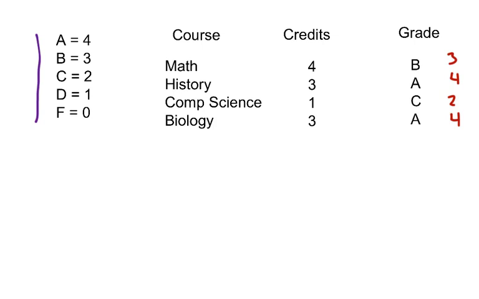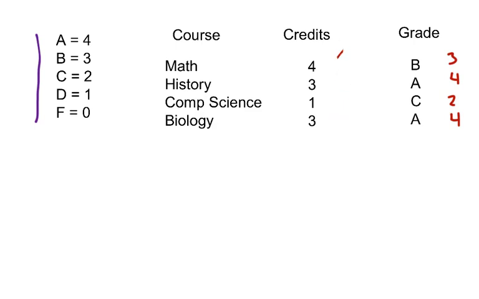No, that's not actually how it works, because if you'll notice, these courses are not worth the same number of credits. They're worth different numbers of credits. That's where the weighted average comes in. The math class, being worth 4 credits, carries more weight than the computer science class that's only worth 1 credit.